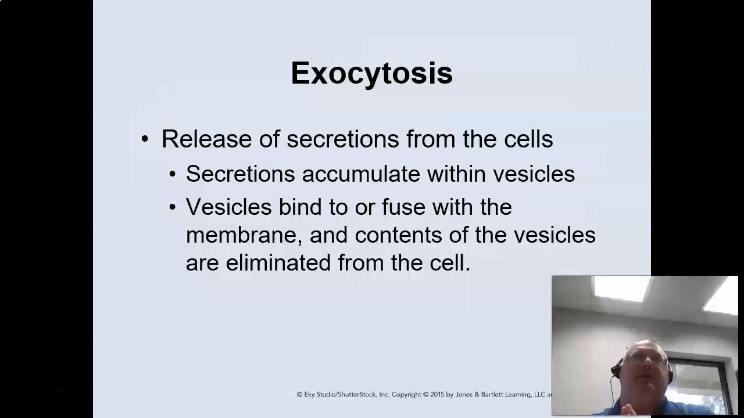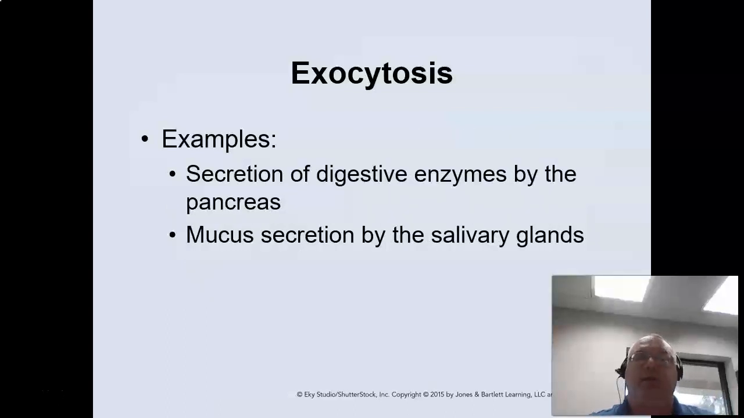So usually it releases material out into either the bloodstream or the plasma. What happens is it forms a little vesicle around it towards the membrane, and then it releases that vesicle and it binds to the membrane and then just goes out and it's eliminated from the cell. And again, digestive enzymes would be an example of that. And then mucus secretion in the salivary glands, yes.